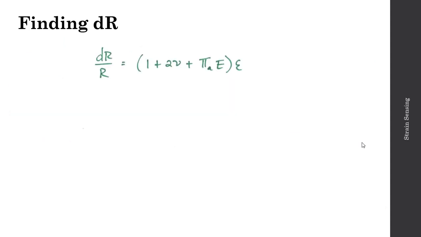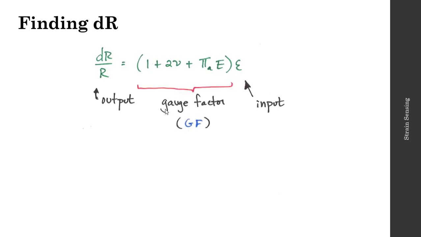Let's rewrite that here for simplicity. dR over R, that's the output of my strain sensor, and I'm really interested in this dR term with respect to the nominal resistance R. I have my input, which in this case will be an axial strain, epsilon sub a, that'll be applied to my strain sensor. And then this term in the middle, we're going to call that the gauge factor, or GF for short.